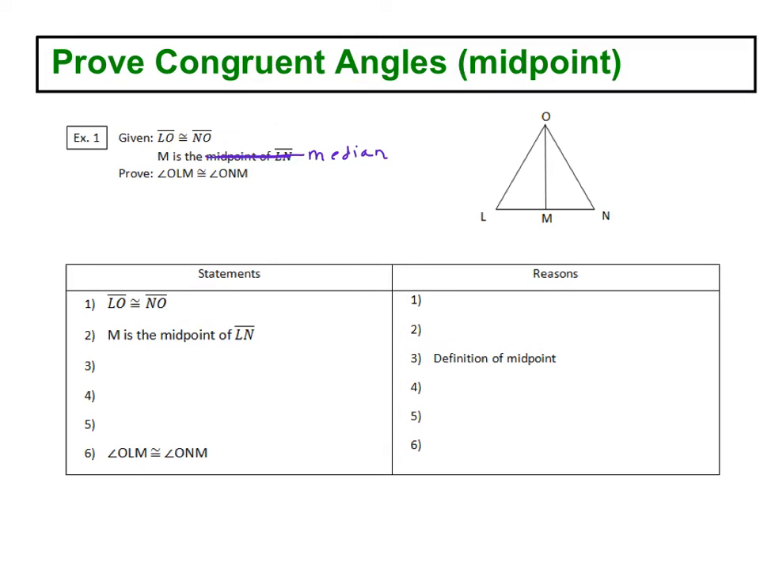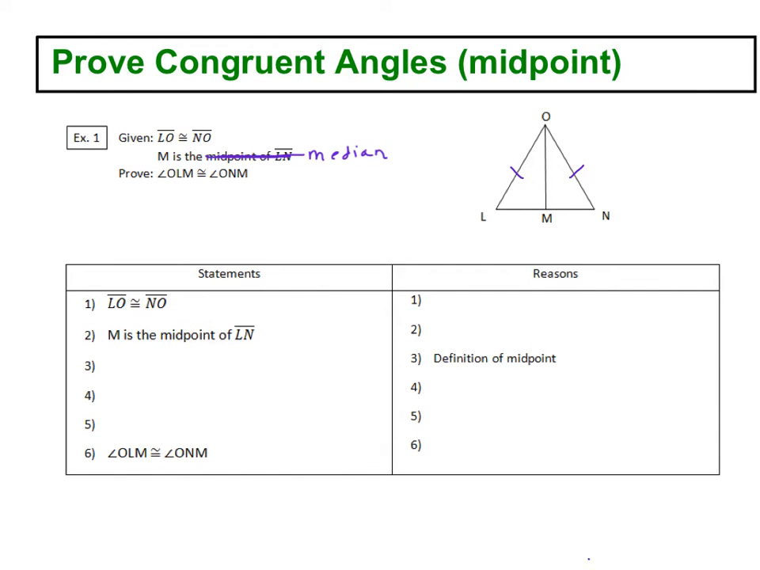And then we have to prove that two angles are congruent. So let's take a look at what we know. We are given that segment LO is congruent to segment NO. So we want to find those on our figure off to the right. So here's LO and here's NO. So we're being told that those two segments are congruent. So we'll go ahead and mark that in our figure.